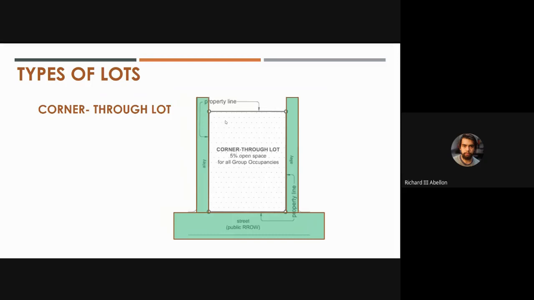So, since tatlo yung kalsada mo or daanan, meron ka ng tatlong front yard. One here, and one here. So, yan dito na lang is a rear or backyard, back setback, which is 2 meters.